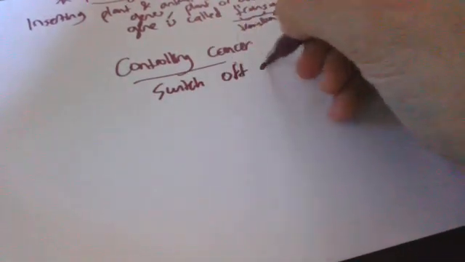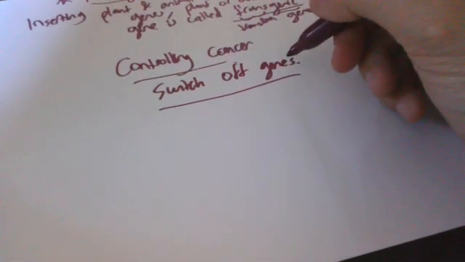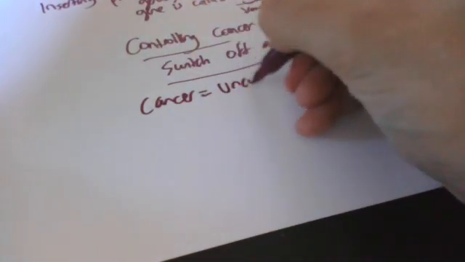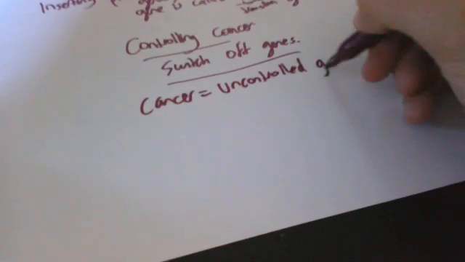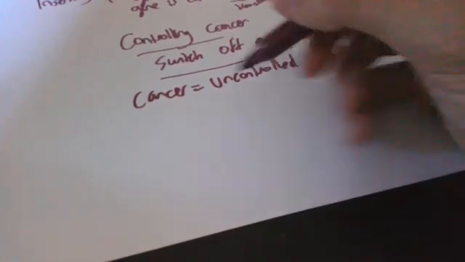Okay, let me now talk about controlling cancer in light of this, okay? Now, to control cancer, there's a simple way to do it. You basically switch off cancer genes. Cancer is basically an uncontrolled growth, as you know, of abnormal blood vessels. So cancer equals uncontrolled growth, okay, of abnormal blood vessels.